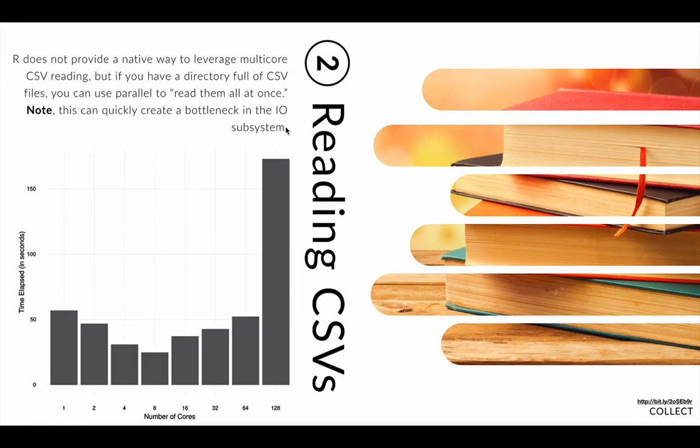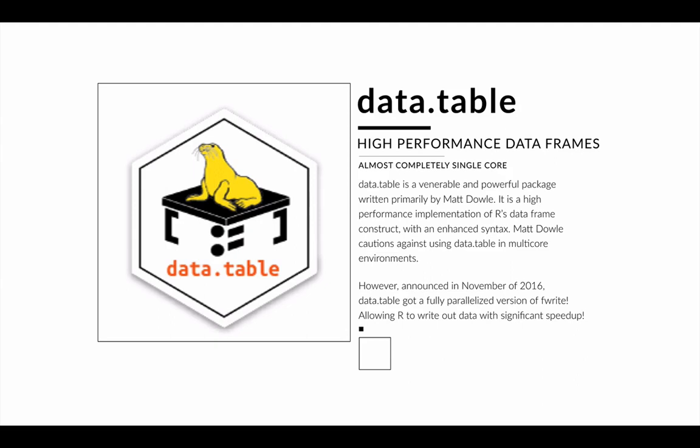This is probably due to a bottleneck created in the I/O subsystem. So, if you are going to do parallel CSV reading, I do suggest doing a little bit of benchmarking, but right around 8 cores seems to be a sweet spot for my use case. These use cases were for writing many CSV files.